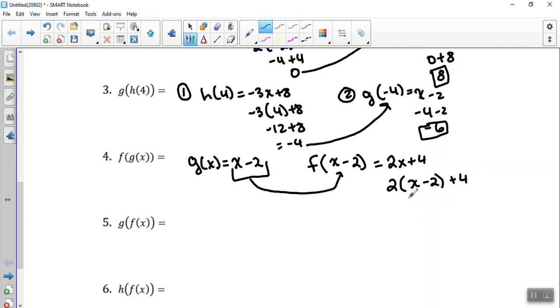From here on out, we're just going to clean it up using our math skills. We're going to distribute the 2. So 2 times x is 2x, and then 2 times negative 2 is negative 4. And then bring this down. We're simplifying this, and then we're going to combine like terms. So negative 4 and 4 are like terms, so you have 2x. Negative 4 plus 4 is 0, so we don't have to write it. I can write it and then rewrite it again if it's confusing. So this is just 2x. And this is my answer. This is my composition of functions. Okay?